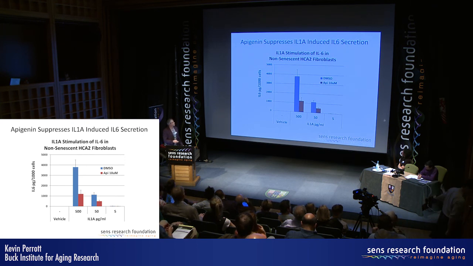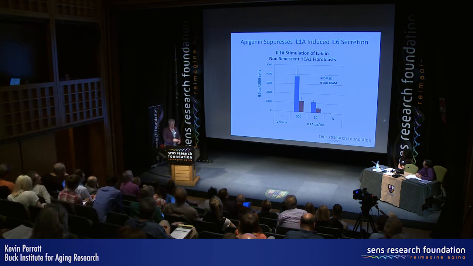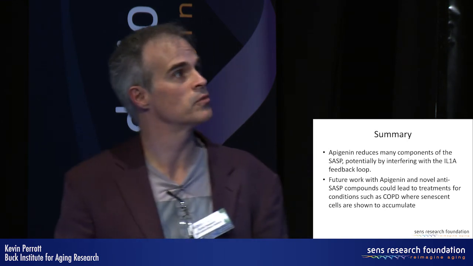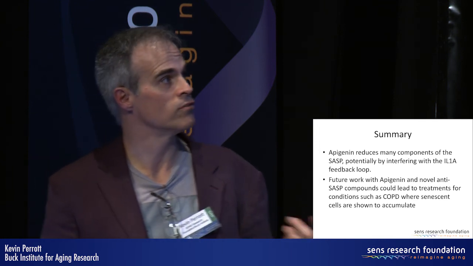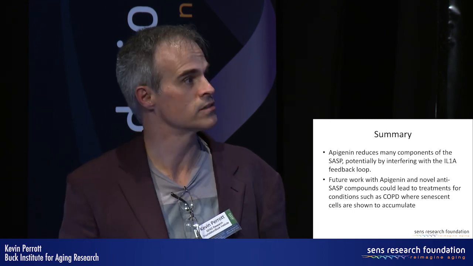The next step was the application of IL-1 alpha, doing a titration against non-senescent HCA2 fibroblasts, and we do see that Apigenin treatment does lower the secretion of IL-6 stimulated by IL-1 alpha in non-senescent fibroblasts. We have not done this experiment in X-rayed fibroblasts yet, but that is ongoing, and that's going to be the next thing. So the summary: Apigenin reduces many components of the SASP, potentially by interfering with the IL-1 alpha feedback loop. Future work with Apigenin and novel anti-SASP compounds could lead to treatments for conditions such as COPD, where senescent cells are shown to accumulate.